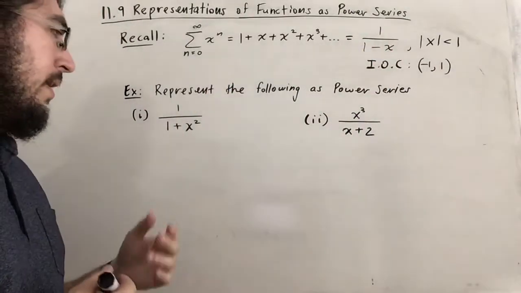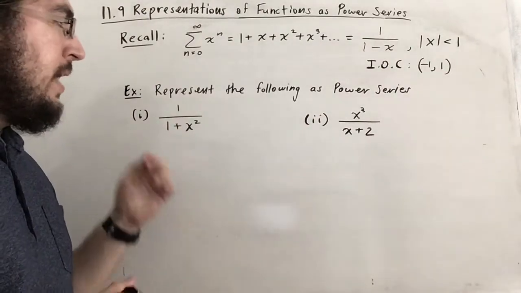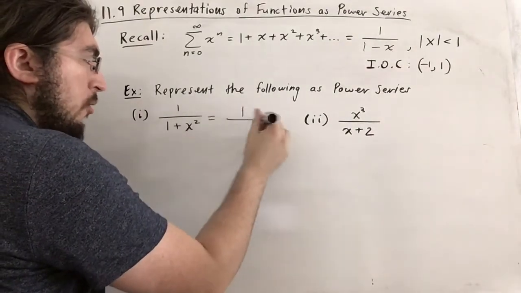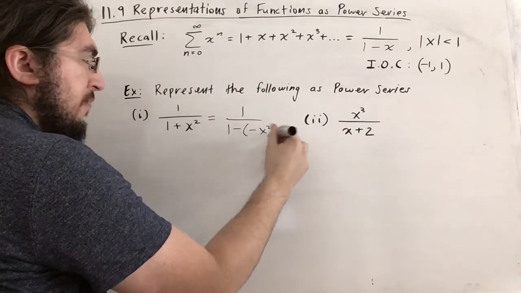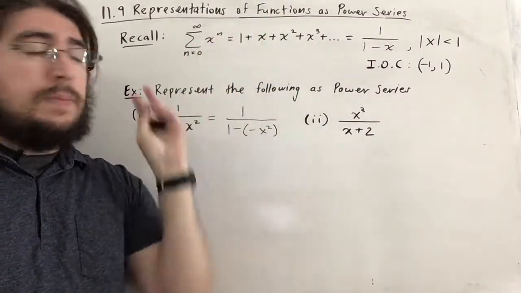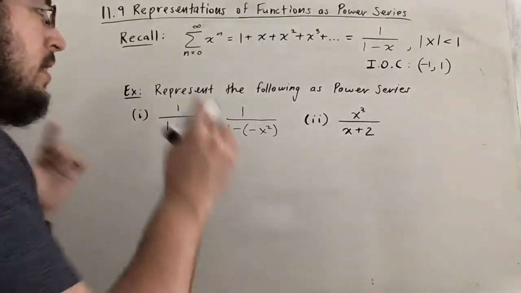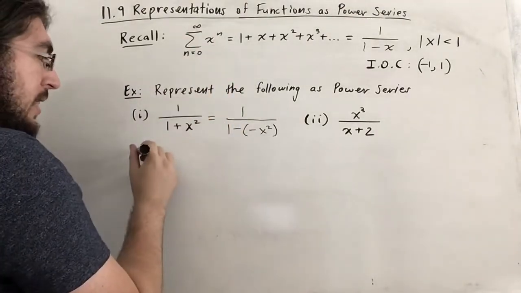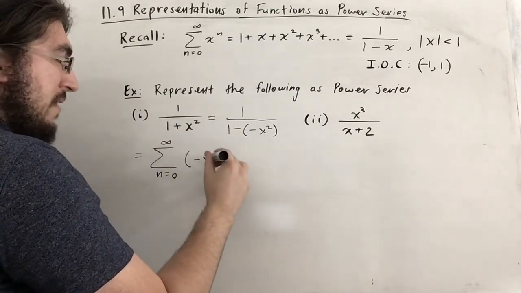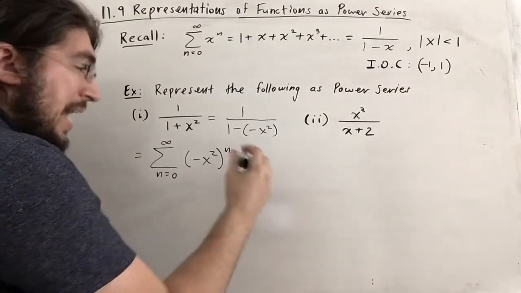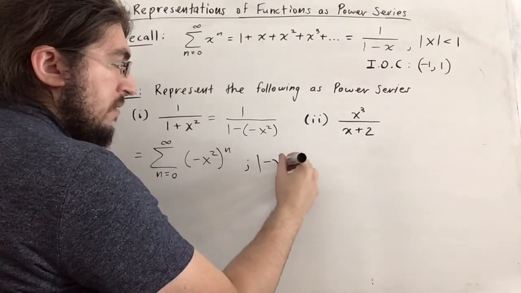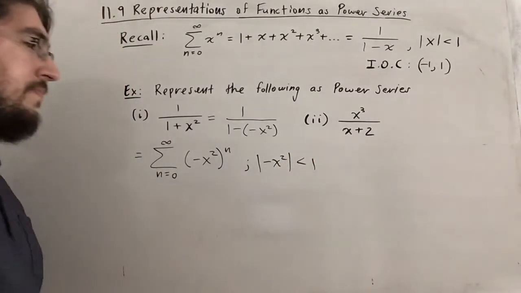So first let's look at this one. This is 1 over 1 plus x squared. And what we want is 1 over 1 minus something. So notice right away we can write this as 1 over 1 minus negative x squared. So this is our x. So we're replacing x, everywhere we see an x in this expression above, with negative x squared. So namely, we can write this as the sum from n equals 0 to infinity of negative x squared to the nth power. And this is only valid when the absolute value of negative x squared is less than 1.